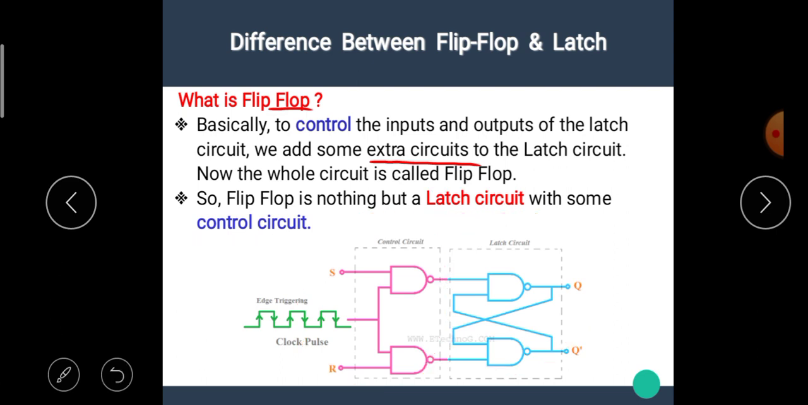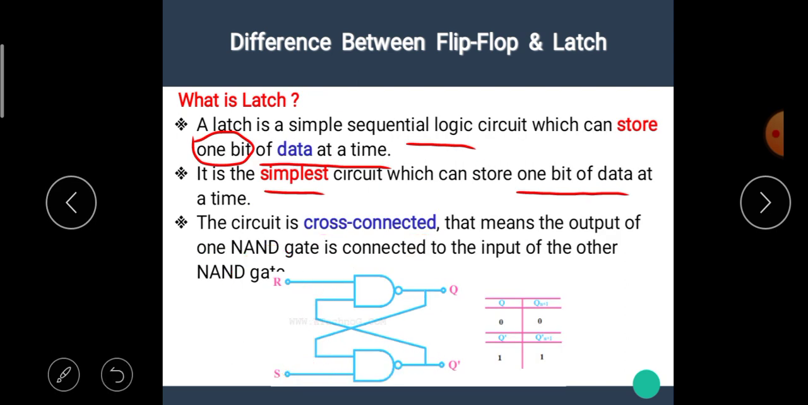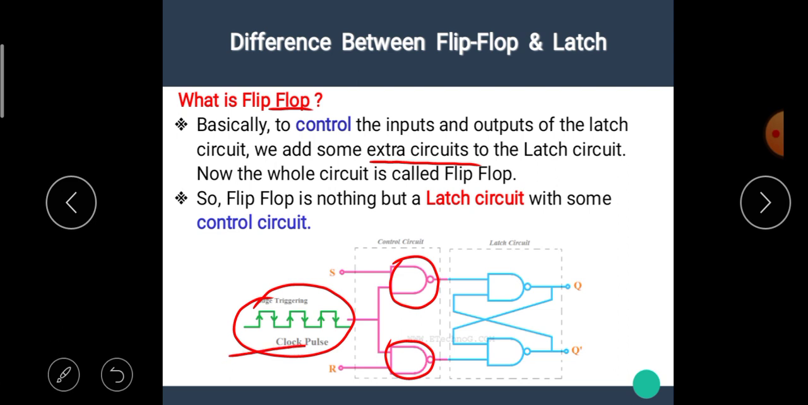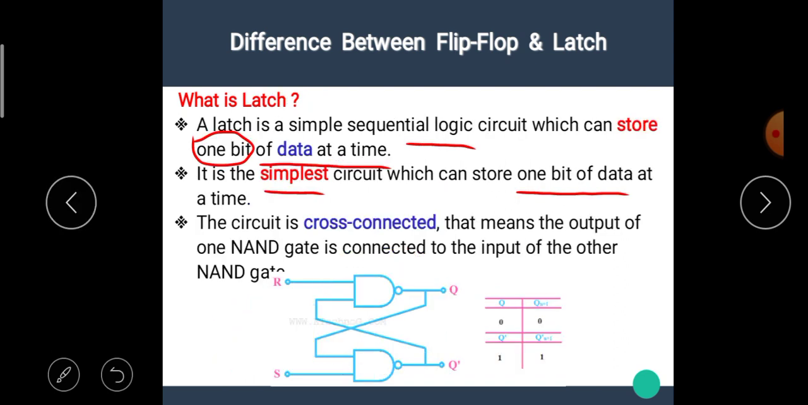Here in the control circuit we can see that there are two NAND gates added and one clock signal added. That means here we can see that the latch does not require any clock signal, but in flip-flop we require a clock pulse or a clock signal, and we know that the clock signal is a square wave having a 50% duty cycle.